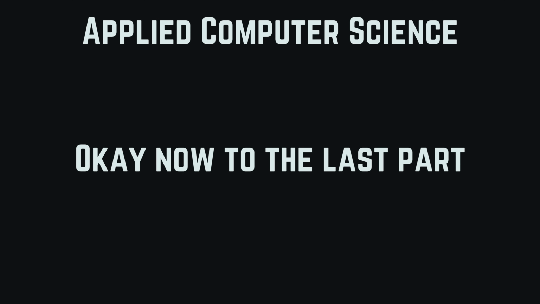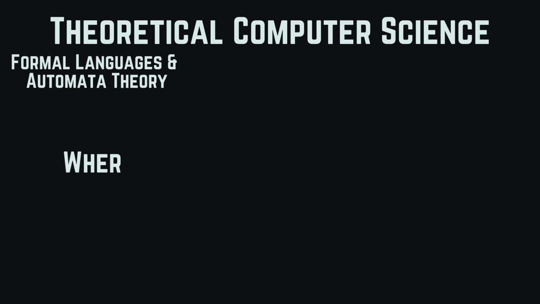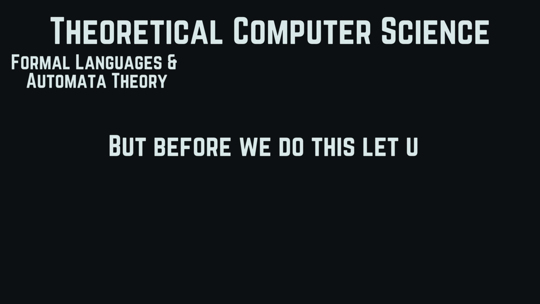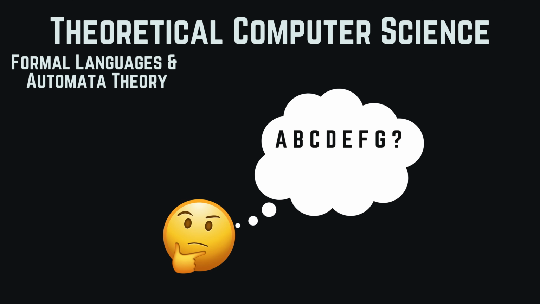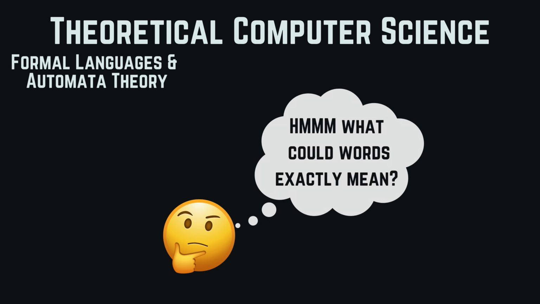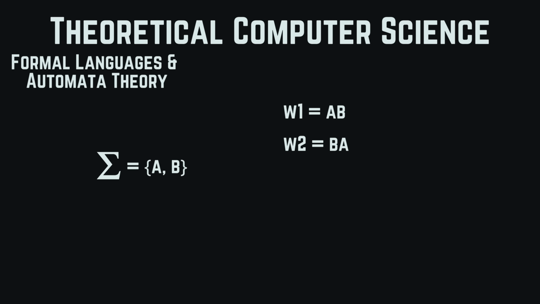Okay, now to the last part, theoretical computer science. The first course you're going to attend is Formal Languages and Automata Theory, where we start with understanding what a language is. But before we do this, let us first define some things. An alphabet is what kind of symbols we can build words with. Speaking of words, let's do an example. Let's say we have an alphabet with the set of A and B. Then we can build words like this or this.